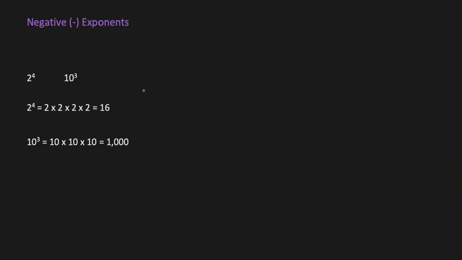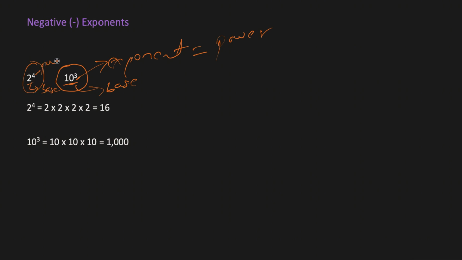Before we discuss negative exponents, I wanted to give a quick refresher on what exponents mean. Whenever we see 10 to the power 3 or 2 to the power 4, anything in the power is called an exponent. By the way, exponent is also known as power, and the number is the base. So 10 is our base and 3 is our exponent or power. In this case, 4 is the exponent and 2 is the base. Whenever we have 2 to the power 4, we multiply 2 four times to get 16. And if we have 10 to the power 3, we multiply 10 three times and we get 1000.